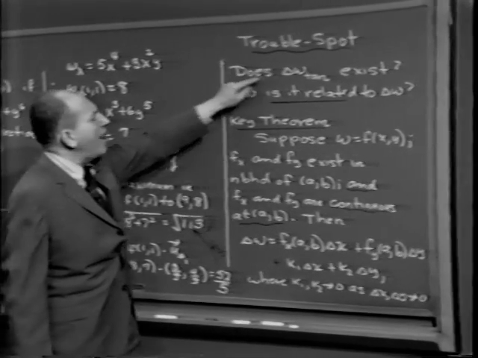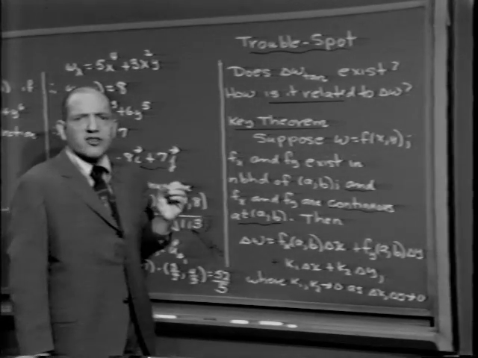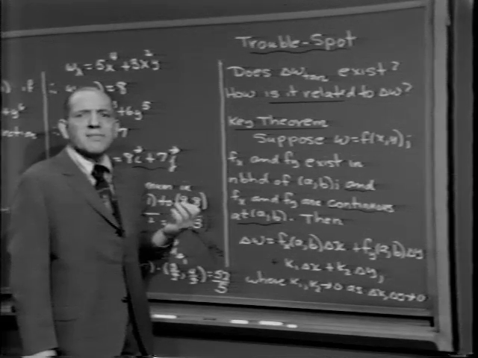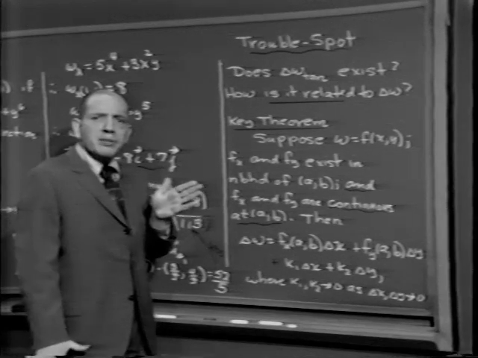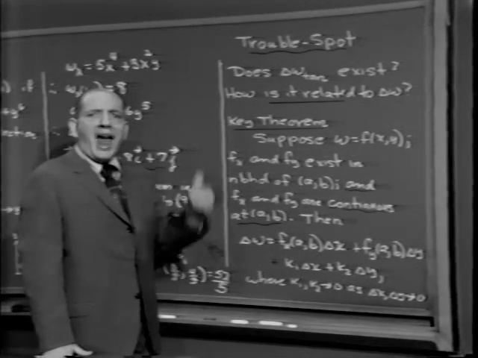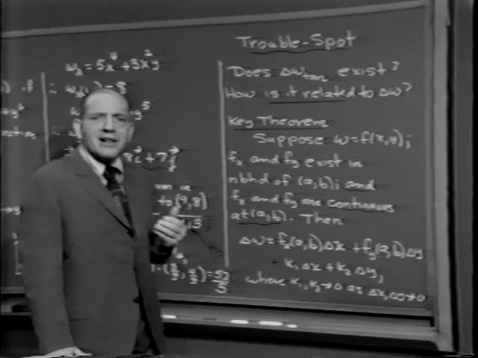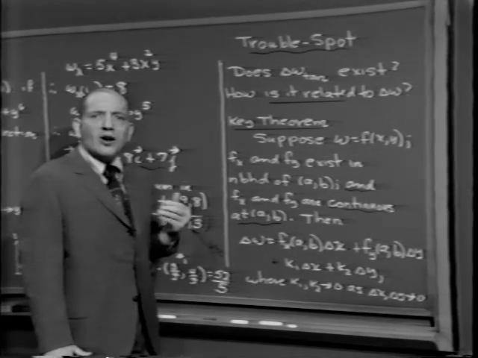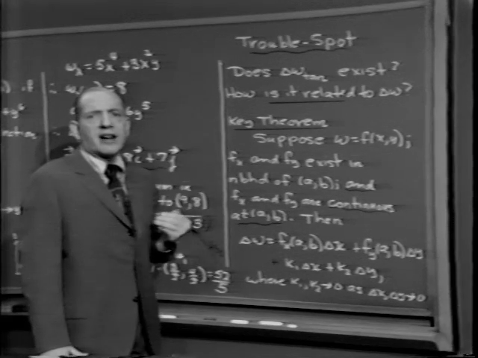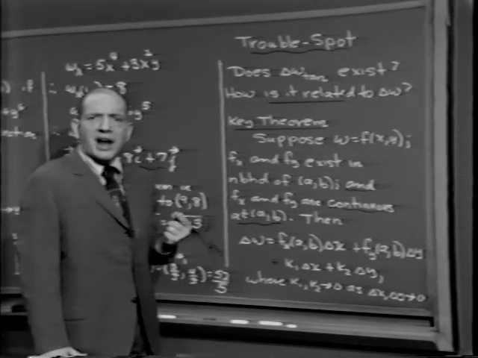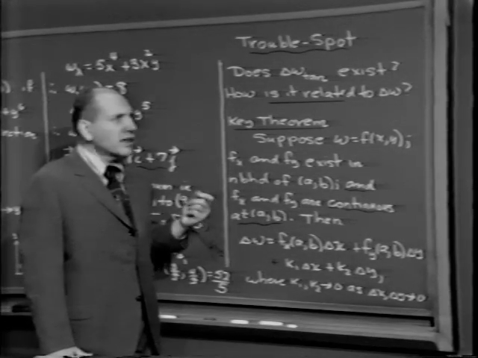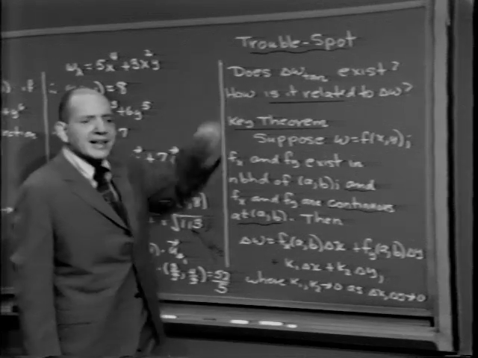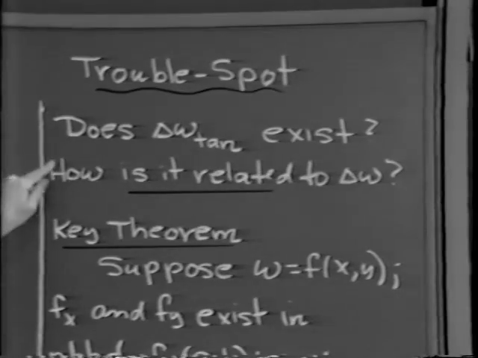First of all, does delta W tan exist? That's the first question. Namely, how do you know that there is a tangent plane? Just because the surface happens to be smooth when you cut it by a plane parallel to the WY plane, and smooth when you cut it by a plane parallel to the WX plane, how do you know that it's going to be smooth for any given direction? So that's the first intellectual question that comes up in the reading assignment that has to be solved effectively. First of all, does delta W tan exist meaningfully? And secondly, if it does exist, how is it related to delta W?